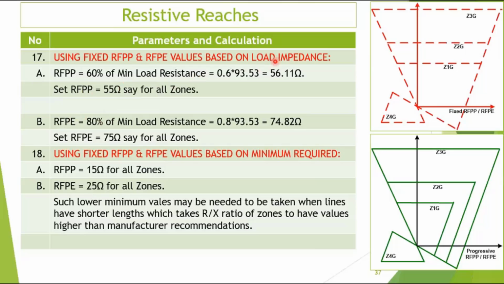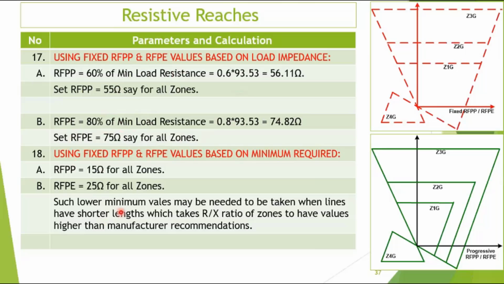Tripping by load will happen due to the phase-to-phase 21P function, not the 21G function. That is why RFP, the phase to earth coverage, can be kept 80%. It can be kept a bit higher also. Nothing will happen. So in this particular scenario, 0.8 into this will be some 74. Let's say 75 and 55.